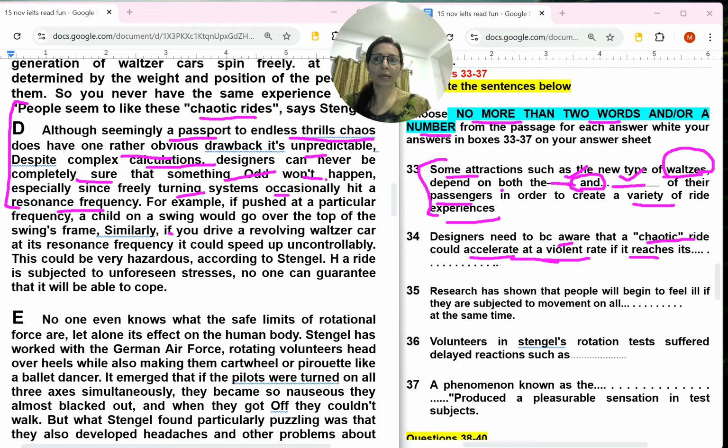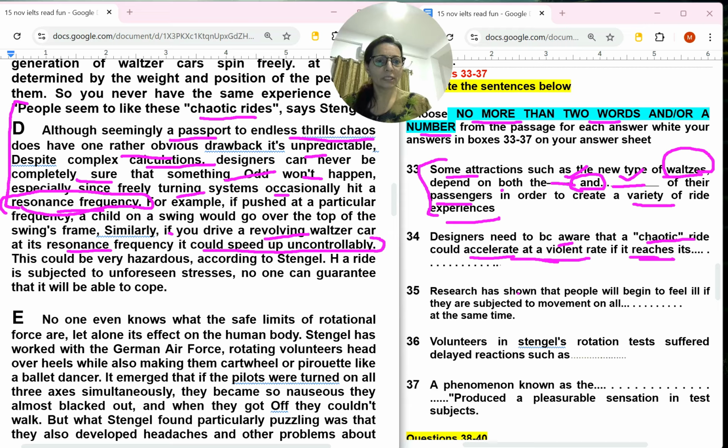Something odd would happen, especially since freely turning occasionally hit a resonance frequency. Indirectly they are talking about this speed, if it reaches its resonance frequency. Okay, so you can read it further if you want. If you drive a revolving car at a resonance frequency, it could speed up uncontrollably. So here also you can pick this word: accelerate. It could accelerate at a violent rate if it reaches its resonance frequency.